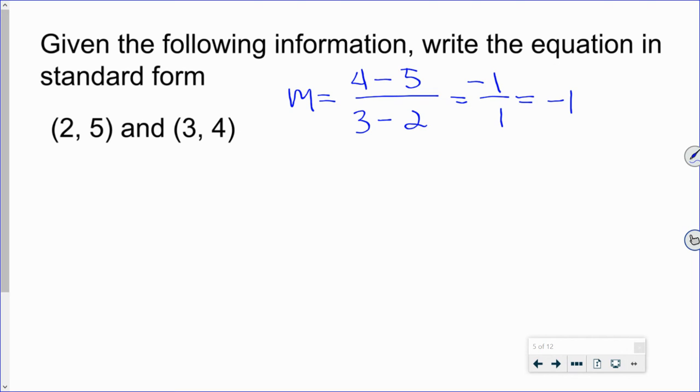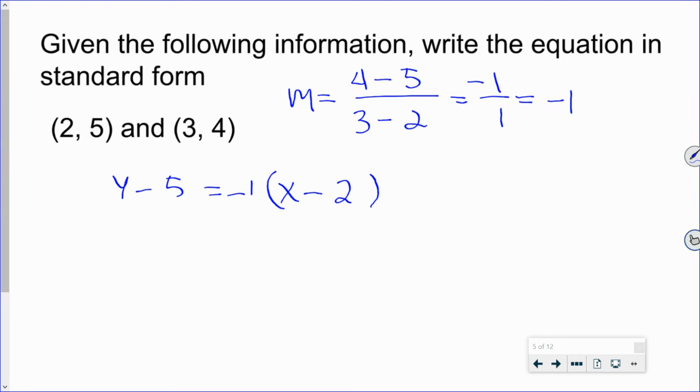So I have a couple of points, and I have the slope. So I'll use point-slope form again. Okay, so here's what that's going to look like. It's y minus equals x minus. Somebody pick a point for me. 2, 5 or 3, 4. I don't care. 2, 5, okay? So it's y minus 5, x minus 2. My slope is negative 1.